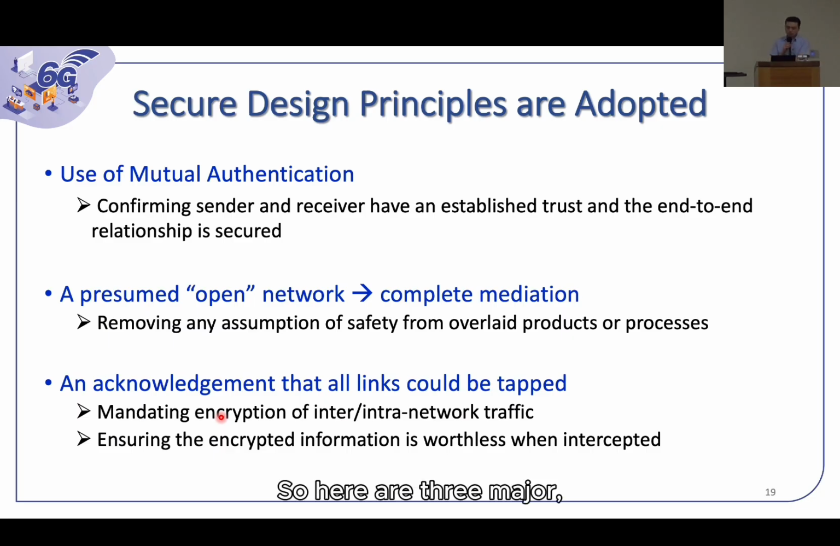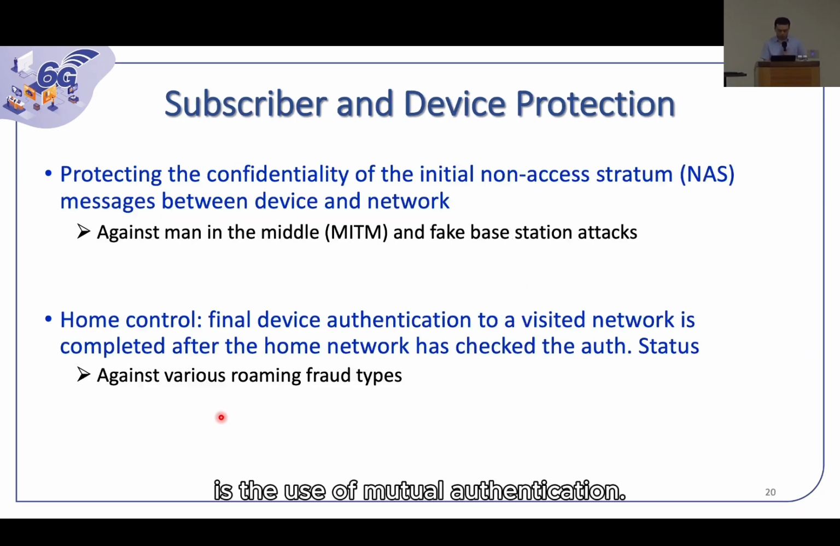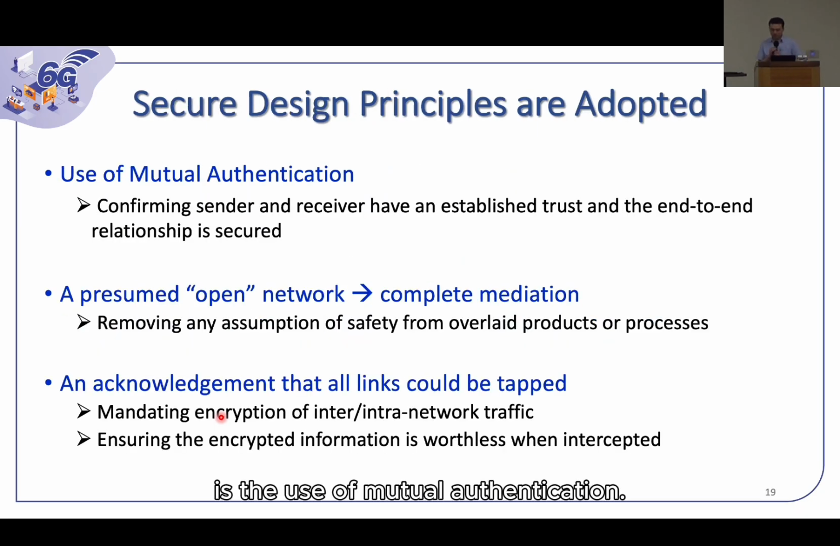Okay, so here are three major secure design principles. The first one is the use of mutual authentication. So you may know that actually in the second generation, we do not have the mutual authentication. We only have the one-way authentication. This is the core network will authenticate the end devices. So this is why nowadays we still have the rogue base station.